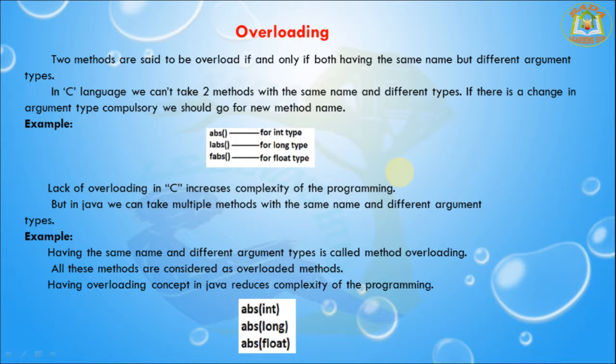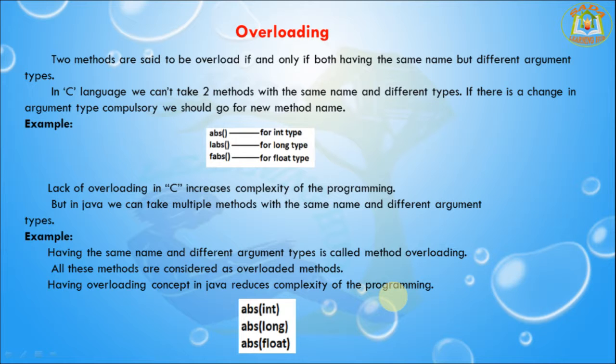For example, I am taking the abs method with the same name and I am using different arguments. Here I am taking an integer argument, here a long argument, here a float argument. Having the same name and different argument types is called method overloading. All these methods are considered overloaded methods. Having the overloading concept in Java reduces the complexity of programming.